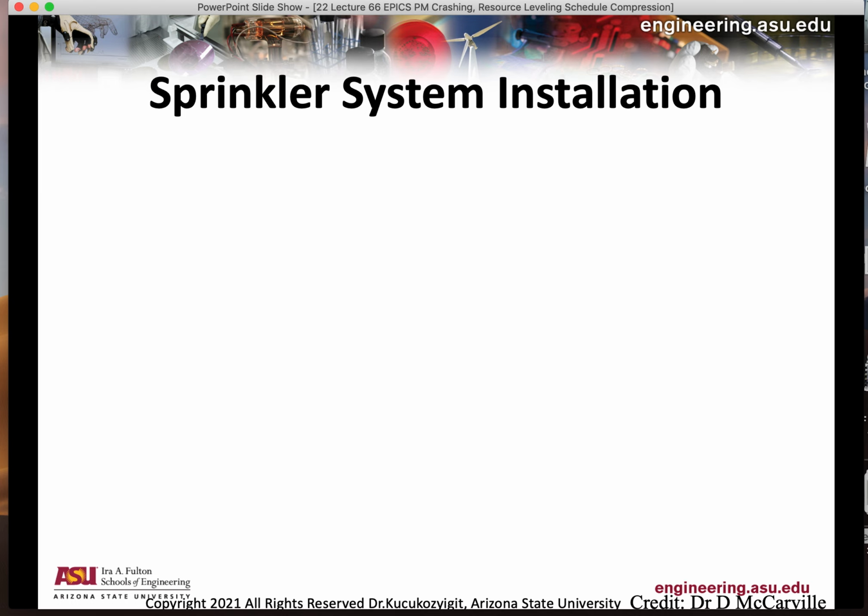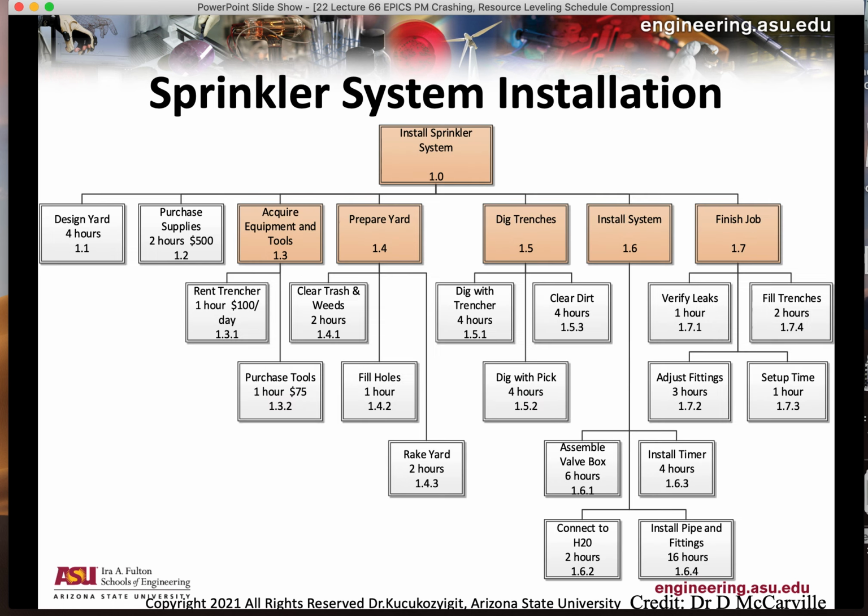So let's say I am installing a sprinkler system in my backyard. Here's my work breakdown structure. My main system is installing the sprinkler system. Here you see the masters, which are acquire equipment and tools, prepare yard, dig trenches, install system, and finish job.